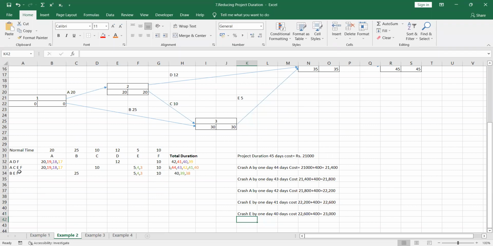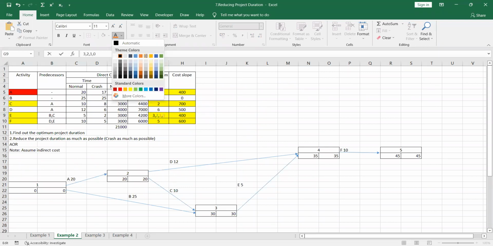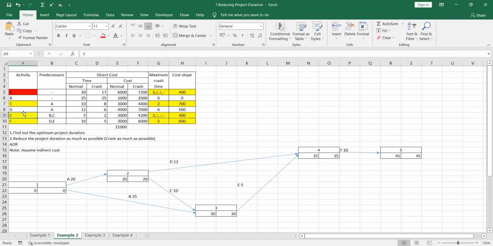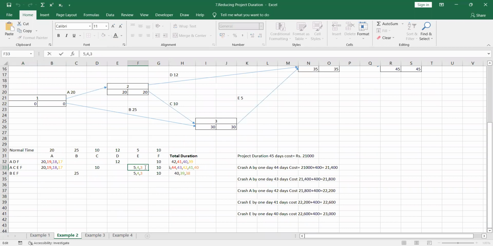So still ACEF is the critical path. So it is still minimum cost slope is having E, and E can be crashed by another 1 day. So it is now 0. When it is now 0 means what will happen? We cannot crash the E activity by more than this, right? Therefore, I have cut it down the E activity. So E activity is crashing by 1 more days means it should be 2 here now. And for here also, it should be 2.